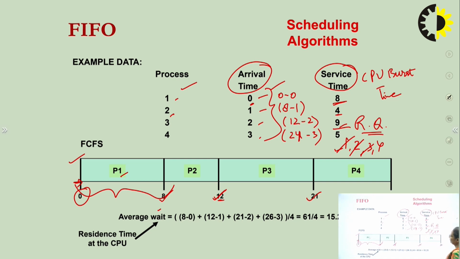So the total waiting time comes out to be the summation of all these, and the average you will compute by dividing it by the total number of processes, that is 4 in this case. So the average waiting time in this case comes out to be 15.25.